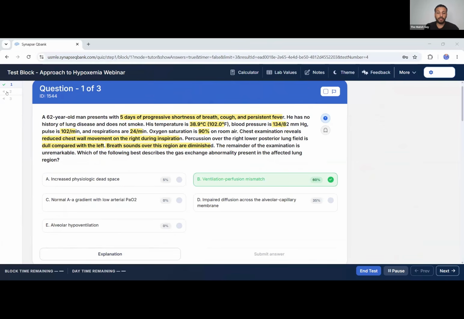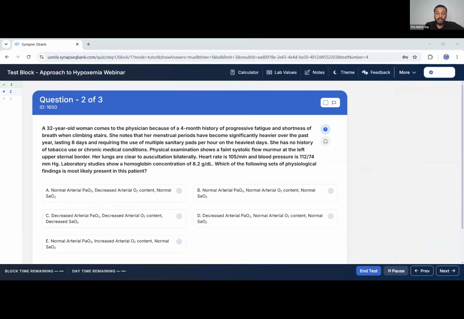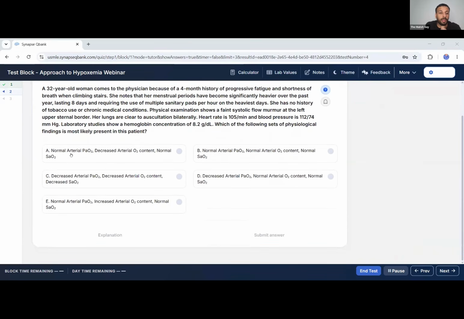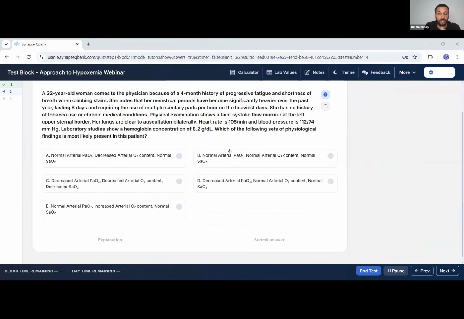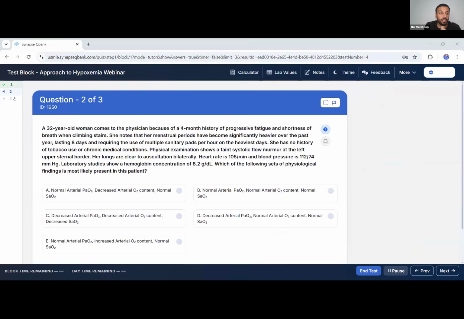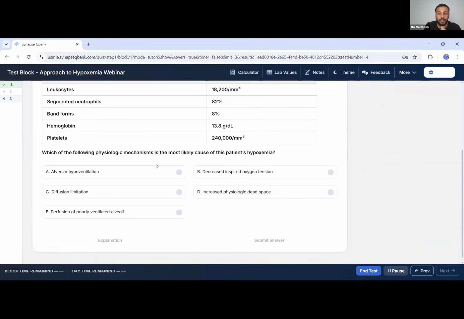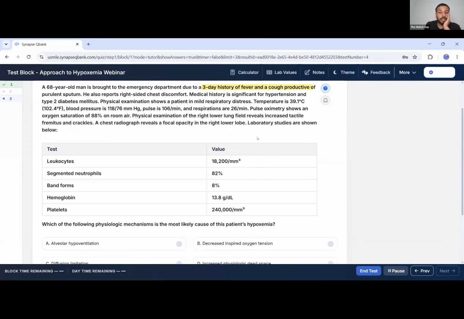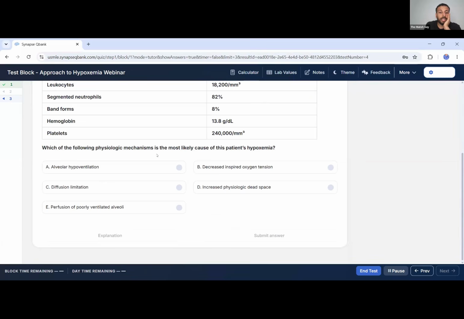Let's read this. Which of the following sets of physiological findings is likely present in this patient? This one is not included in the ones we explained, so we're going to do this one. A 68-year-old man is brought to the emergency department due to a 3-day history of fever and cough. Let me read the answer choice. Which of the following mechanisms is most likely the cause of this patient's hypoxemia?